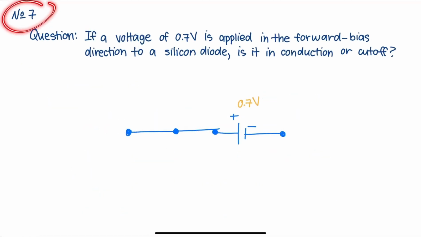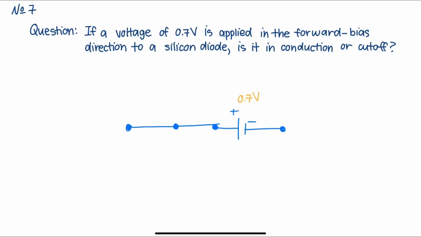Here is number 7. It says, if a voltage of 0.7 volts is applied in the forward bias direction to a silicon diode, is it in conduction or cut off? So in forward bias, the applied voltage will go through the diode, it is true. However, the voltage drop that usually takes around 0.7 volts will consume all the voltage applied. This will mean that no voltage is going to be received. This means that the diode will be in neither conduction nor cutoff.